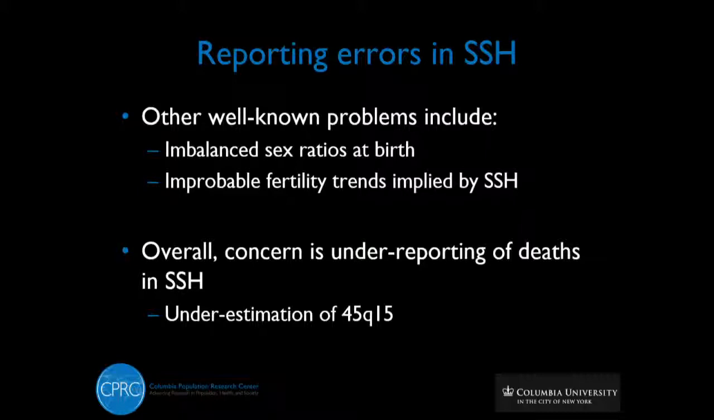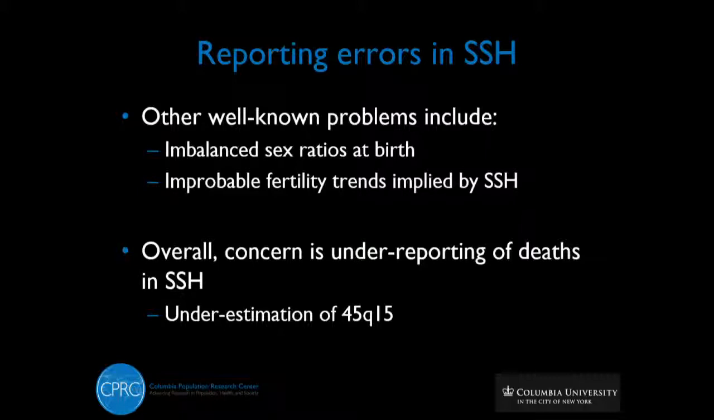Other warning signs include, for example, imbalanced sex ratios at birth. When you ask respondents to tell you about their siblings, you would expect a balanced sex ratio at birth because they report on the entire population. Well, that's often not the case. Very often you have a lot more men that are reported during these surveys than expected. Same thing also, you find very improbable fertility trends implied by the sibling survival history. So for example, things like very sharply declining fertility and so on and so forth, or increasing, it depends on the context, but things that just do not align, that do not match with the more direct estimates of fertility that we have elsewhere. Okay?